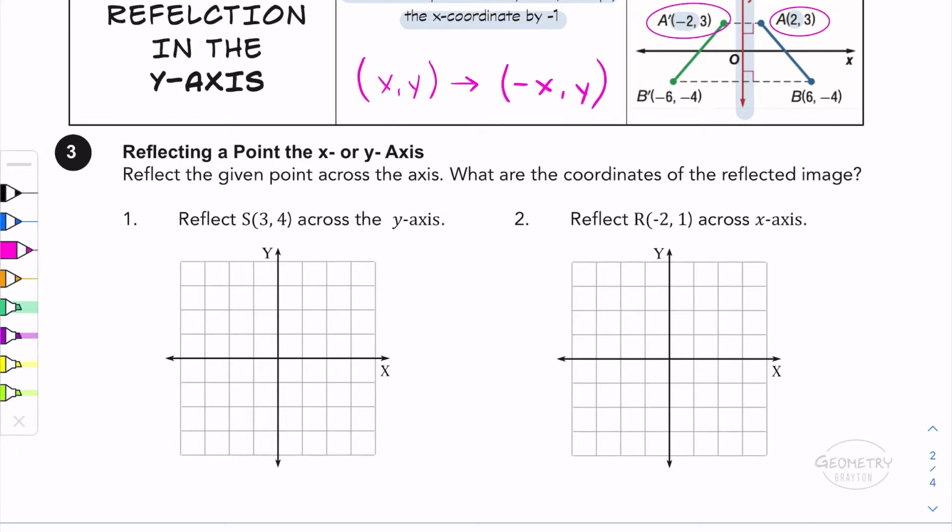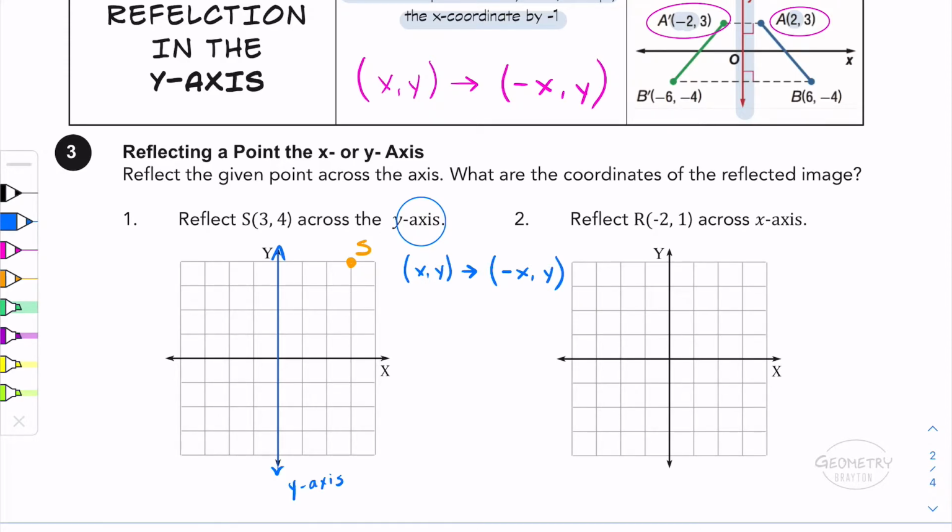Number 1, for these two problems, we're just reflecting a point. For number 1, we're reflecting point S, which is at 3, 4, across the y-axis. So the y-axis is this line here. I'm just going to label it y-axis. And because we're reflecting across the y-axis, remember the rule tells us that your ordered pair x, y will have a negative x coordinate and a positive y coordinate. You make the opposite coordinate negative.